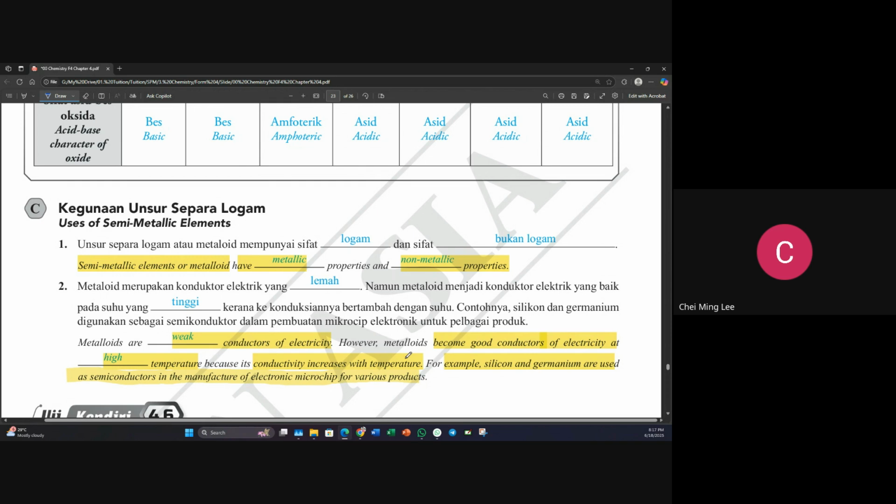That's why, like I said, sometimes you find out that your answer actually has the same meaning as the teacher's, but why are you getting 0? Because yours is not in the schema. That's it, so you have to be careful. Listen, the technique for answering the question is the highlighting one that I showed you. They are the keywords. Now, the conductivity increases with temperature. For example, silicon and germanium are used as semiconductors in the manufacture of electronic microchips for various products. Okay, write down this one. Jot down this one before I give you some exercise as your homework.